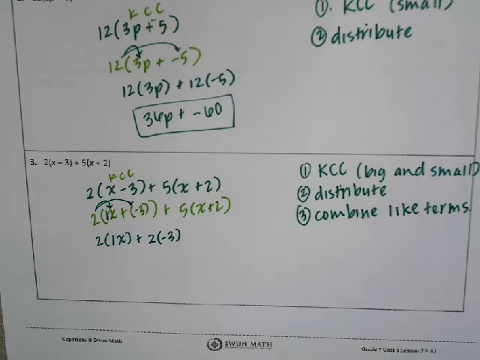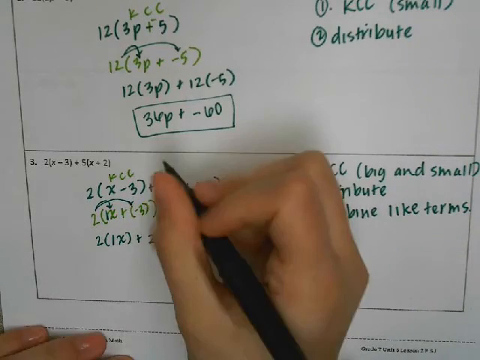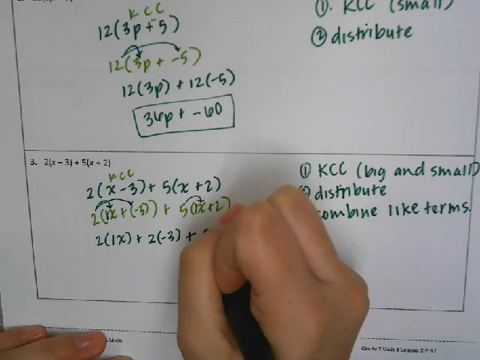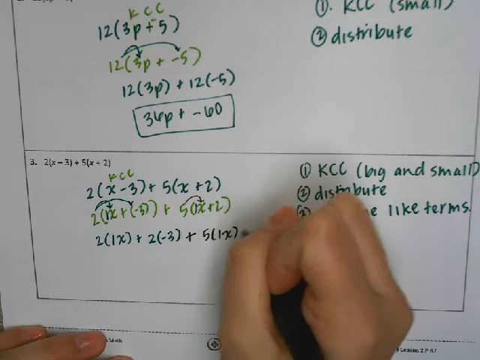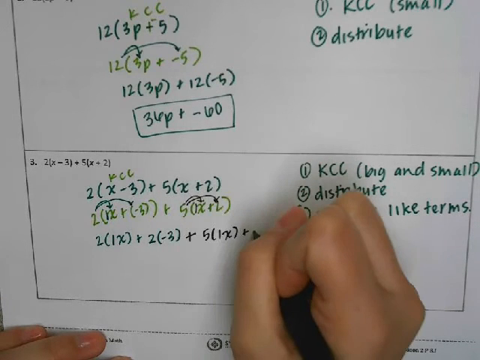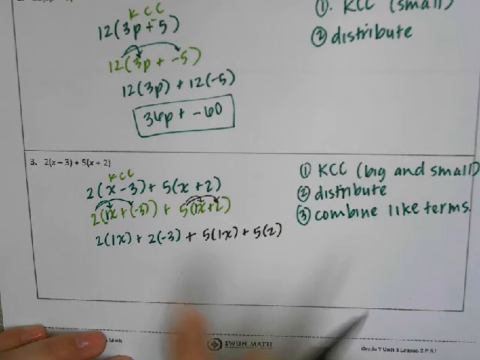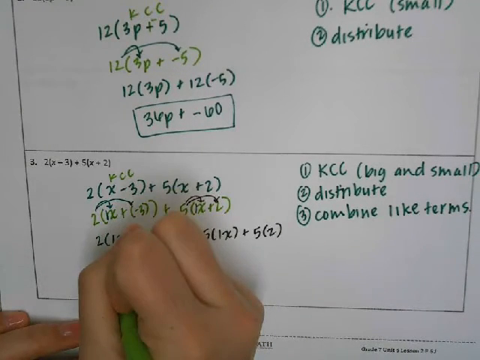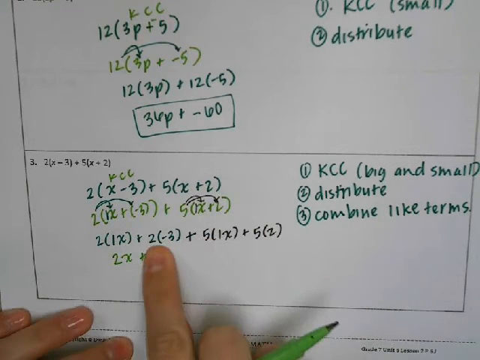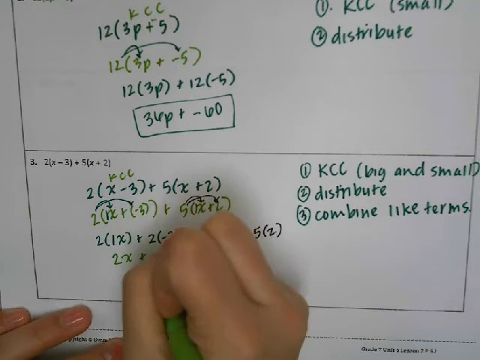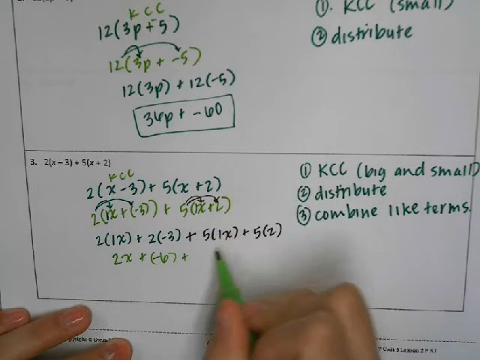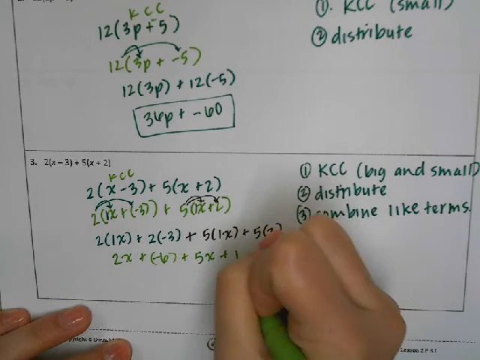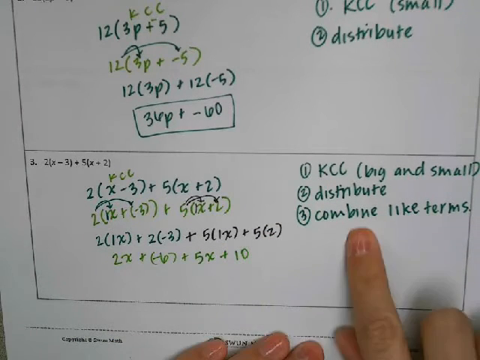And then over here, I am just going to do this in black. We're going to do 5 times 1x plus 5 times 2. Let's do the multiplication. We get 2x. A positive times a negative is a negative 6. Plus 5x plus 10. Now we can combine like terms.